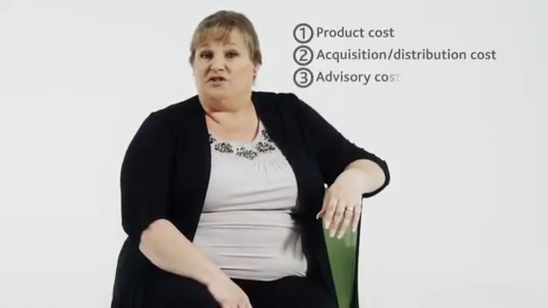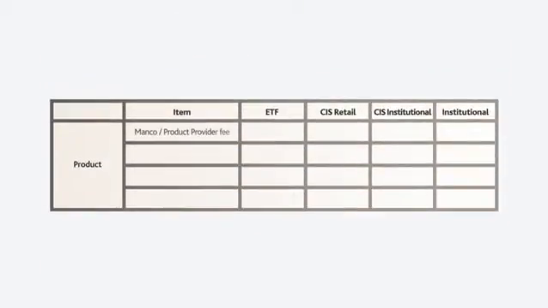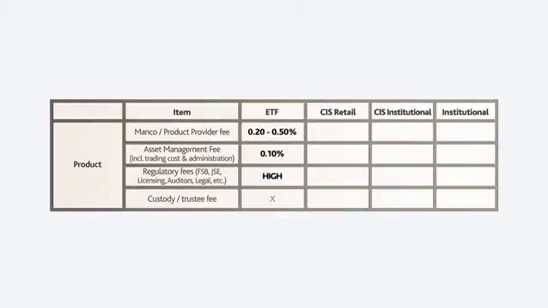we need to differentiate between three types of costs: product costs, acquisition or distribution costs, and advisory costs. Product costs should be the same for all clients, irrespective of size. It relates to the cost of managing the product. It includes regulatory, custody, management committee, and asset management fees. For products that are registered as collective investment schemes with the FSB, there is a defined list of allowable product costs, and these are grouped together and expressed as the total expense ratio, or TER.